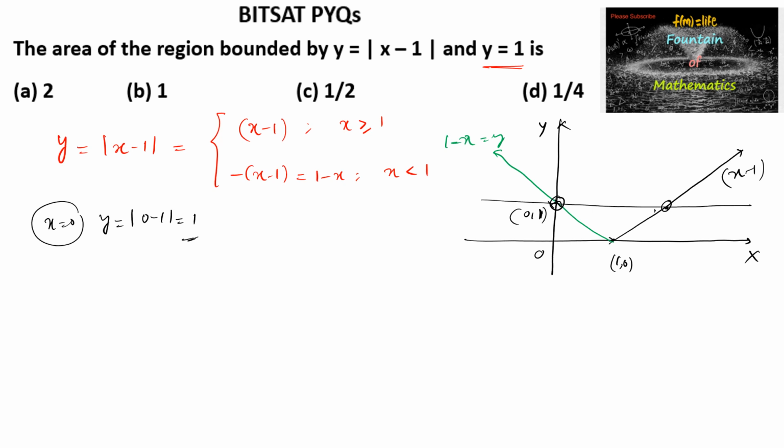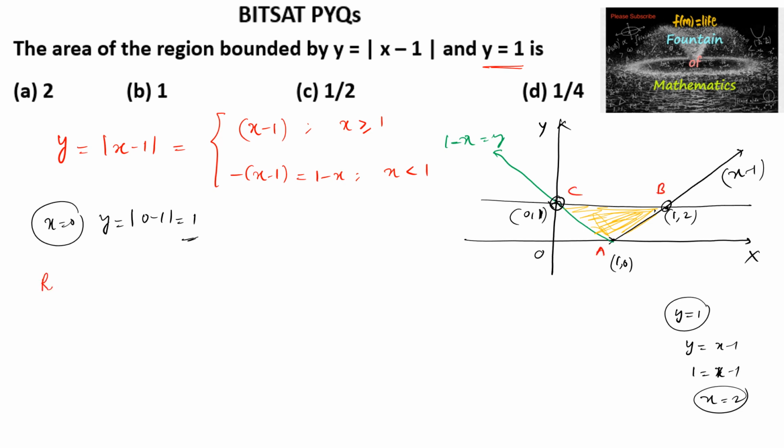here 2. So 2 comma 1, when y is equal to 1, we have y is equal to x minus 1, so 1 is equal to x minus 1, so x is equal to 2. So 2 comma 1 is another point, and hence the area of the region bounded by the line y is equal to 1 and mod of x minus 1 is here, is a triangular region. We can say this point is A, B and C.